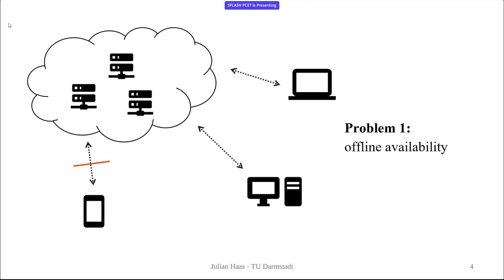Okay, then the second problem that I see here is data ownership and privacy. In most cases, the cloud really functions like a black box. So users have no idea what's going on there. They don't know where their data is stored. Sometimes they don't even know in which countries these servers are standing in. And they also have no idea how their data is processed. And they also can't really influence that if they want to use the application.